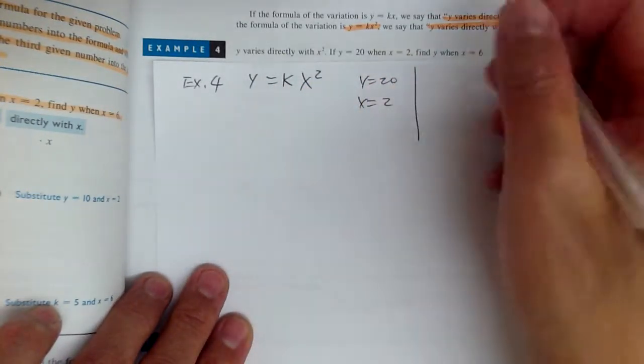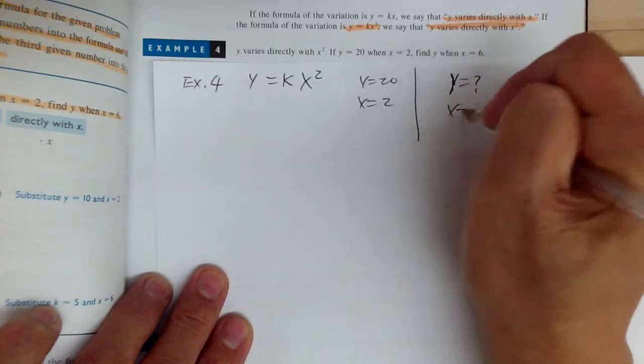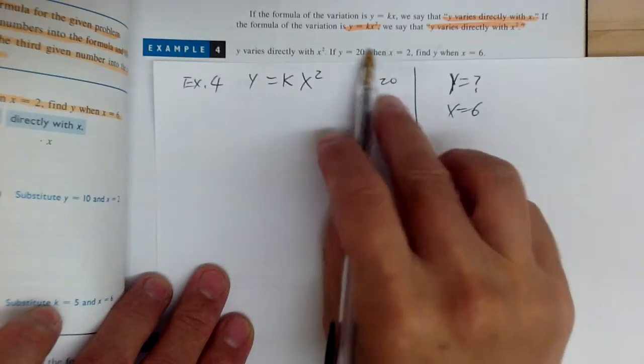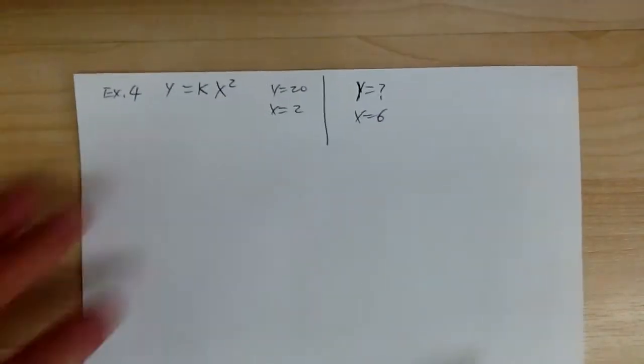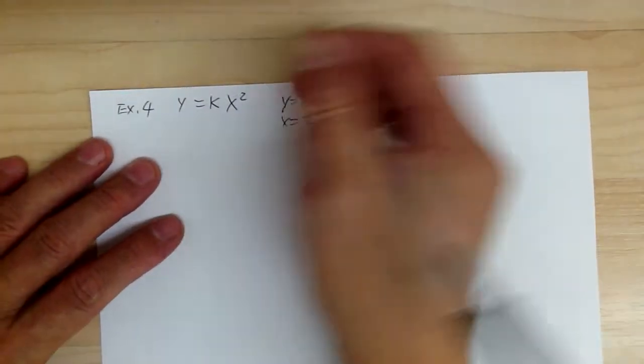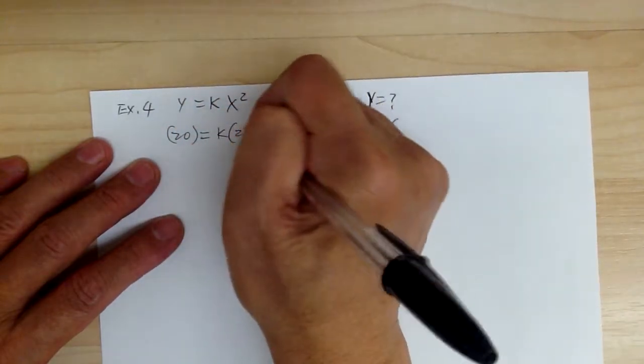And once you solve for k, then you can find y. So you find y when x equals 6. So again, this is one set of information, that's your second set. That's everything you have. So let's go and solve. First you need to substitute. So you get 20 equals k times 2 squared.